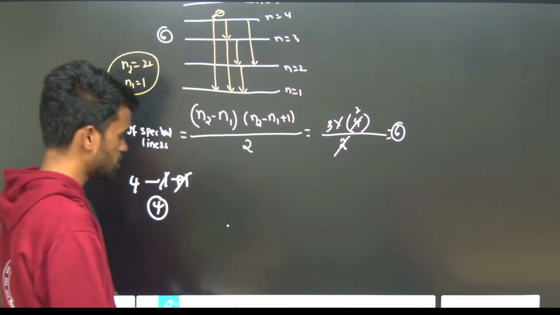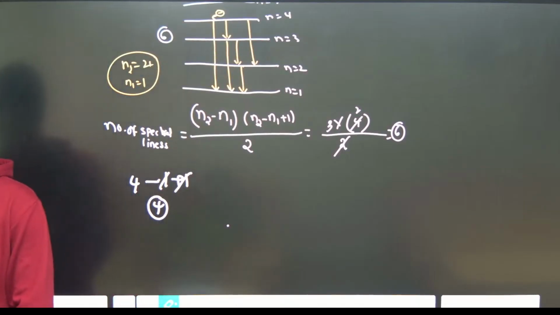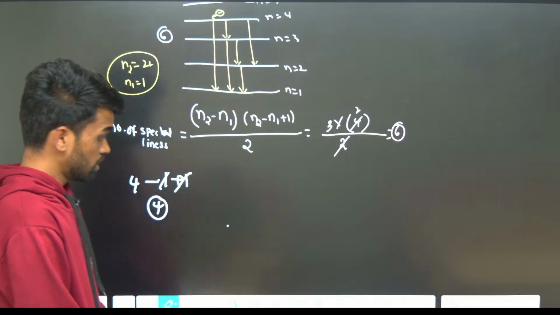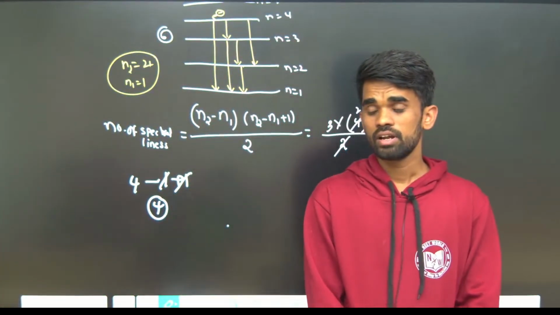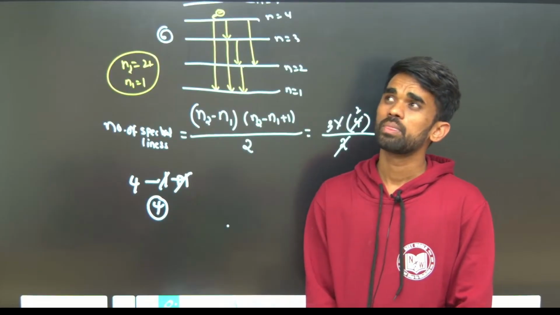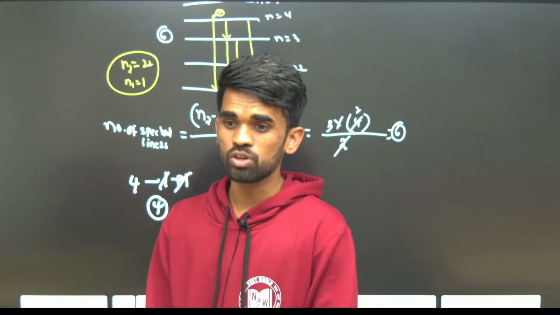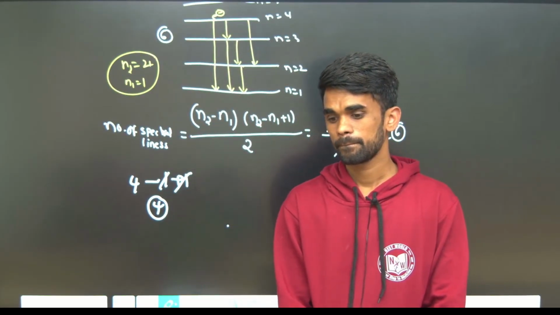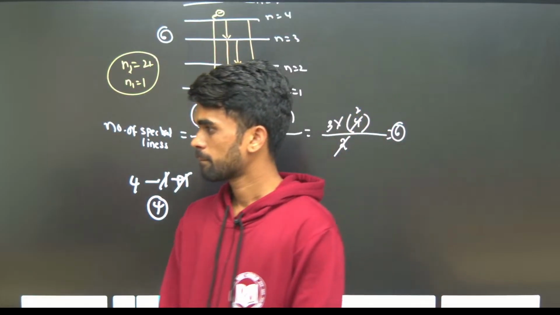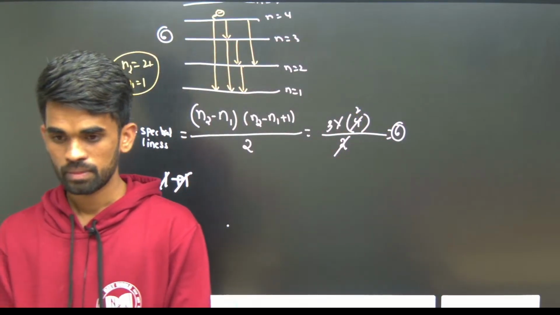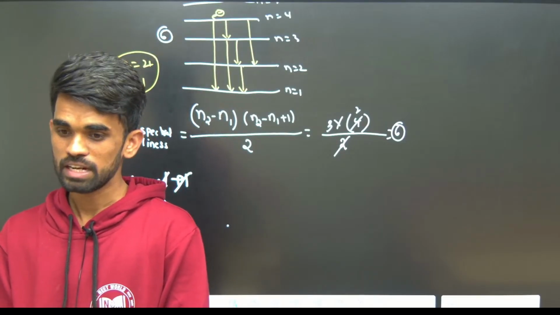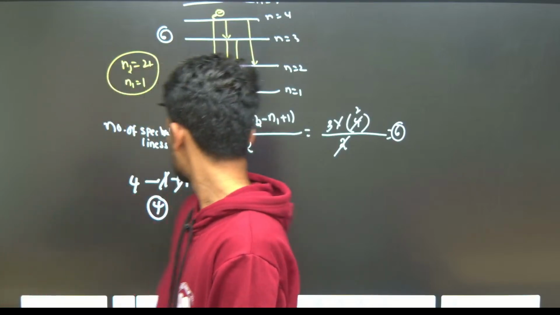Number of spectral lines possible when an electron falls from the fifth level to the ground state, 5 to 1. 5 minus 1 equals 4, into 4 plus 1, 5, so 5 times 4 is 20, divided by 2. How many? 10. So 10 spectral lines.